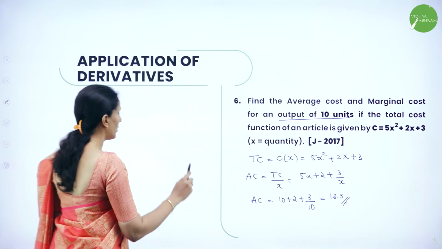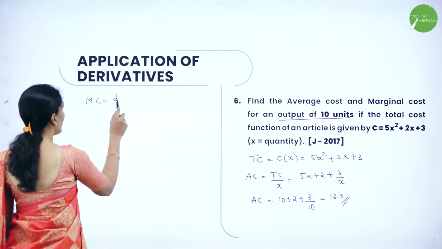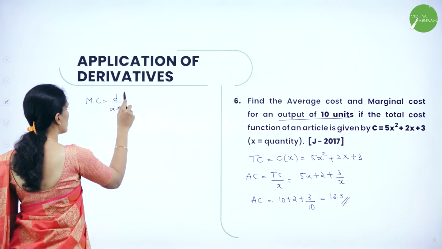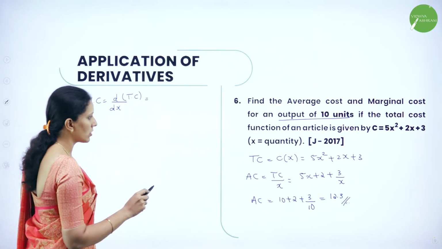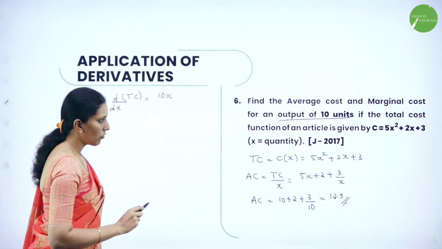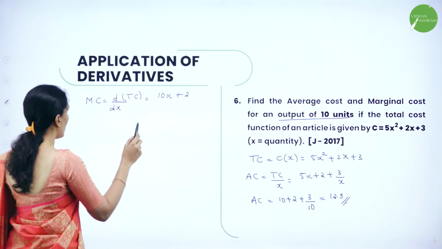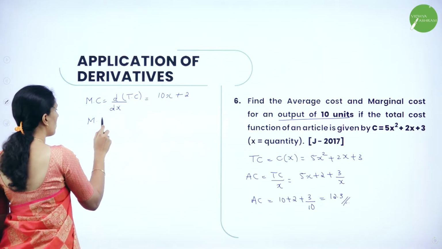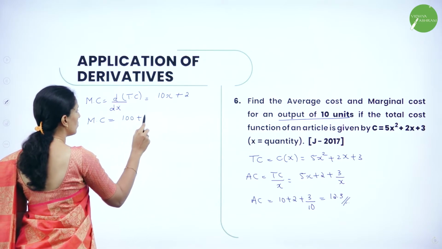So this is the average cost. Next, we need to find out the marginal cost. Marginal cost is nothing but derivative of total cost. So what is derivative of total cost here? 5x square means it becomes 10x, and derivative of 2x is 2, derivative of 3 is 0. Now at x is equal to 10, so marginal cost is, 10 tens are 100 plus 2 is equal to 102.